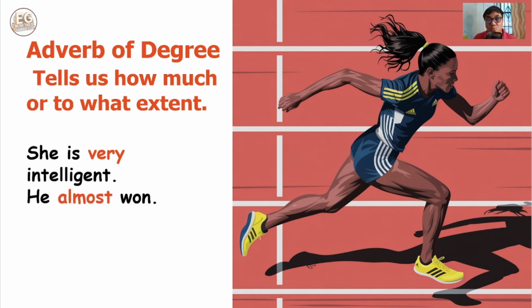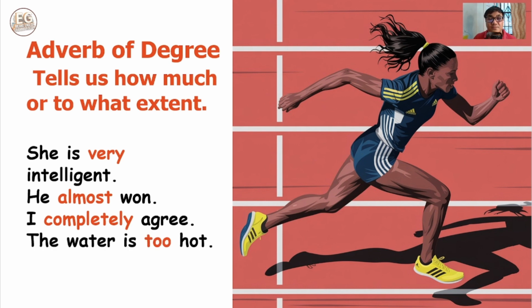He almost won. Yes, he almost won. I completely agree. Yes, I completely agree. So adverb of degree tells us to what extent an action is done or something is done. Right? That is adverb of degree. Let us see another one. The water is too hot. So here too is the adverb and it is adverb of degree.